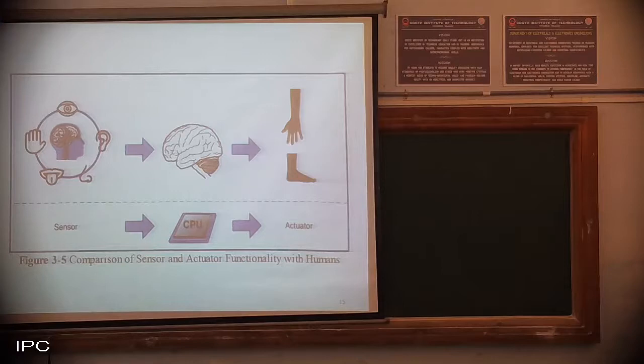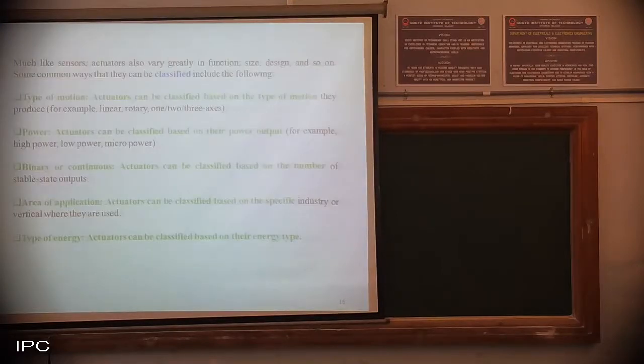Okay, same diagram which we have discussed is shown here. And then here, different types of actuators. Okay, so here it is classified. Then it can be classified based on the type of motion. Actuators can be classified based on the type of motion they produce. For example, whether linear motion is required or rotary motion is required.